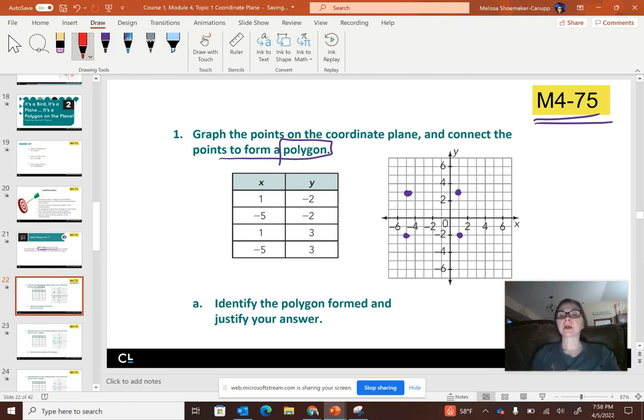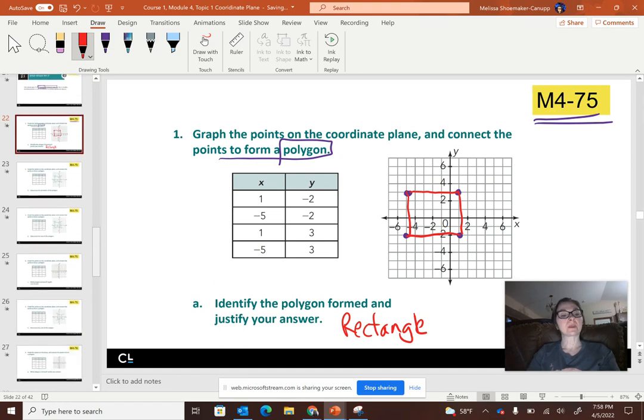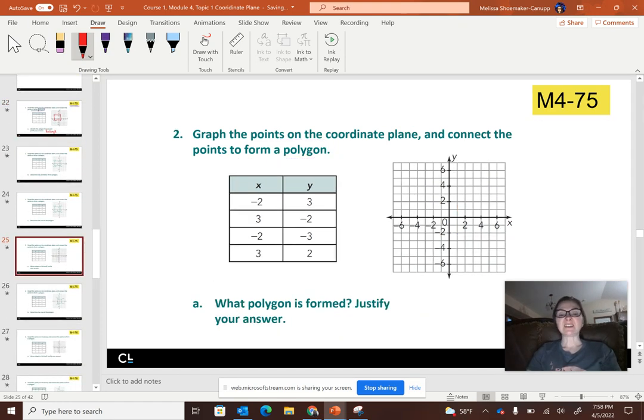Okay, I'm going to grab a different color here. I'm connecting. And if you want to get a ruler for this, as you can see, mine aren't exactly straight, but I can tell by looking at that, I have made a rectangle. Okay, pretty simple.